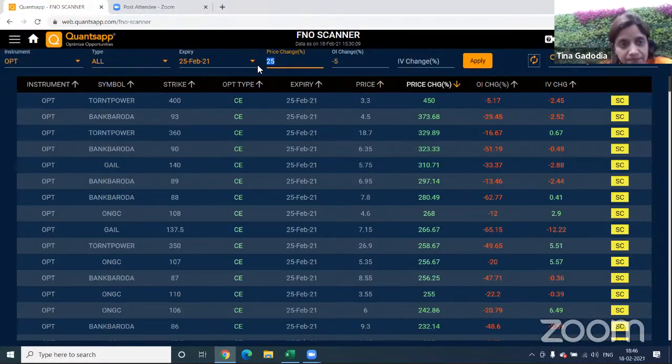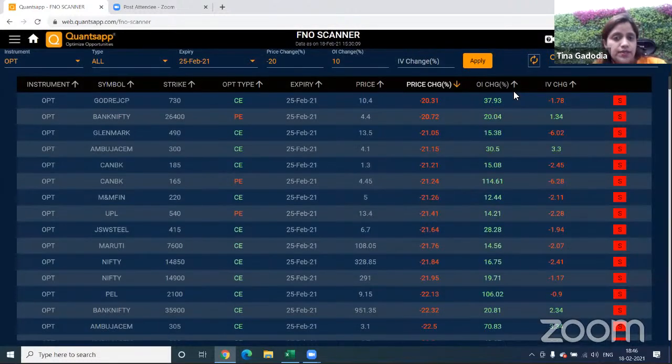You have full liberty to look at, instead of positive price change, a negative price change if I'm a writer. If I say, tell me the premium where the prices are down by say 20%, and OI is up by say 10%, a different list will come together. So you have Glenmark, Ambuja Cement short, Canara Bank was there. The things were different in the morning and evening.